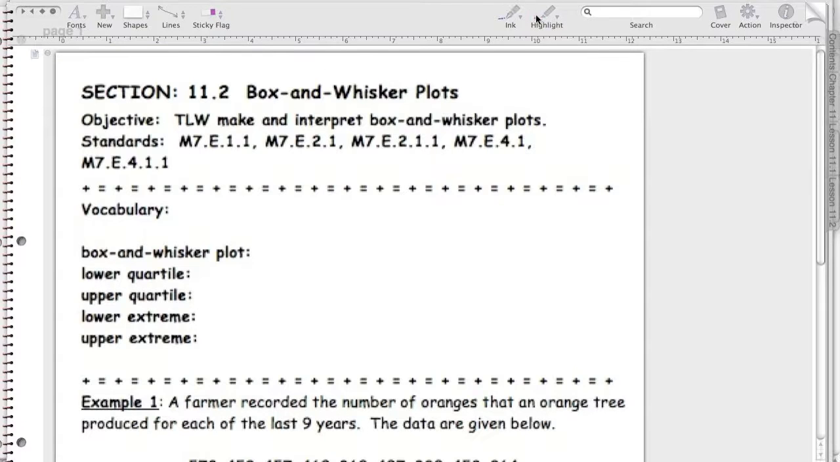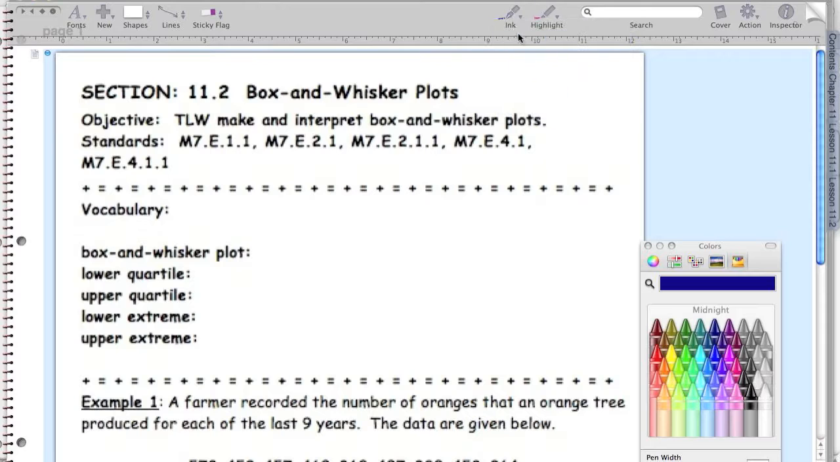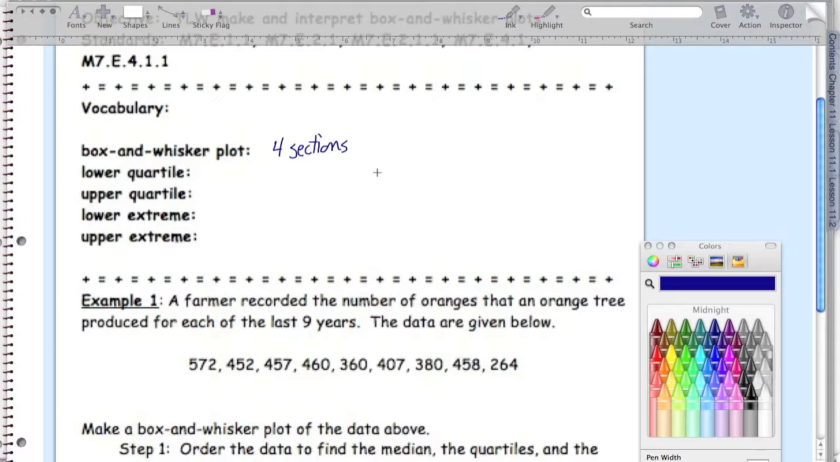Okay, section 11.2 box and whisker plots. First of all, what a box and whisker plot is: it's a data display that organizes data into 4 different sections. So it categorizes it into fourths, lumps it into 4 categories. Now when we have it, it's actually going to look like a box and whisker.